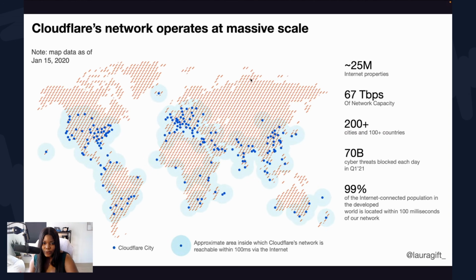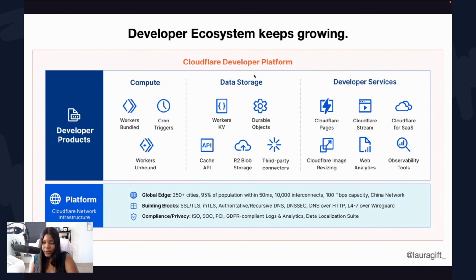Now let's take a look at Cloudflare's global network. Cloudflare operates on a massive scale, right? Today we have over 275 points of presence located across 100 countries around the world. We have over 25 million internet properties. This is the map from 2020, so it's not currently updated with all the current stats that we have. But this goes to show you that Cloudflare's network is operating at a massive scale and we continue to grow year over year.